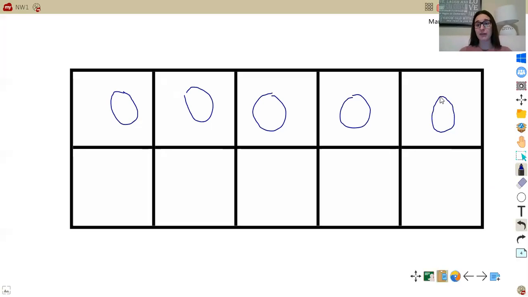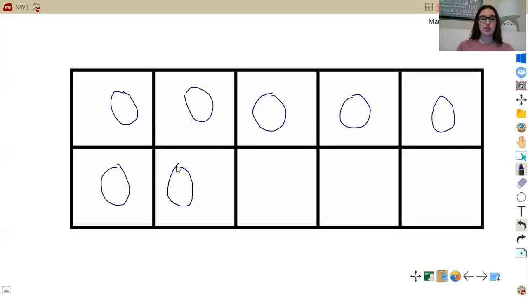So now that I already have my 5 filled out, I need to think, how many more make 8? So if I have 5, let's see how many more make 8. 1, 2, 3. So I need to add 3 additional circles to my 10 frame. So this 10 frame now shows me that 5 and 3 make 8. Again, 5 and 3 make 8.